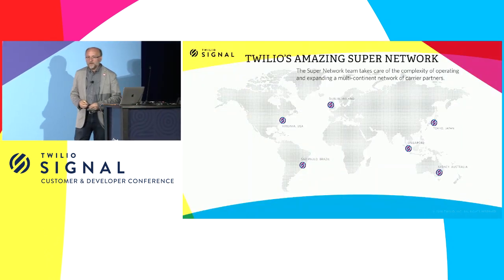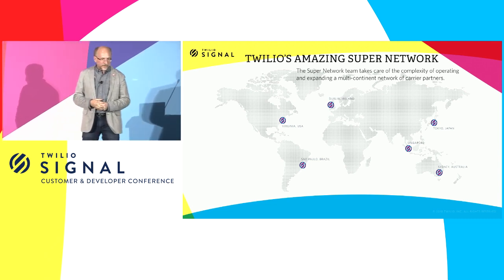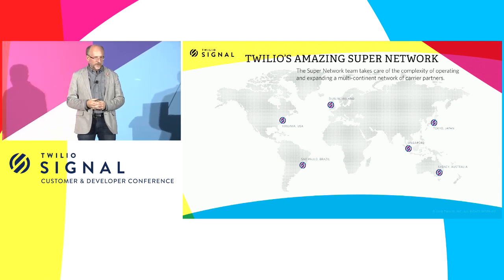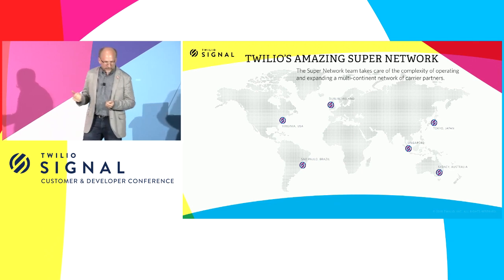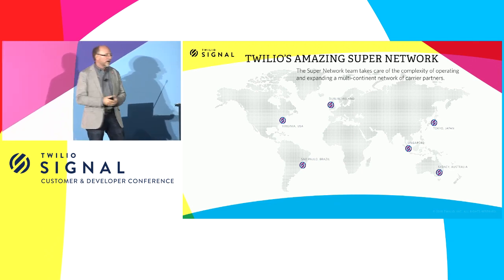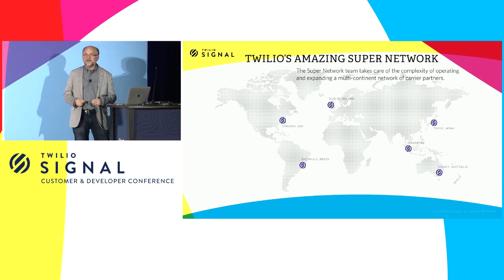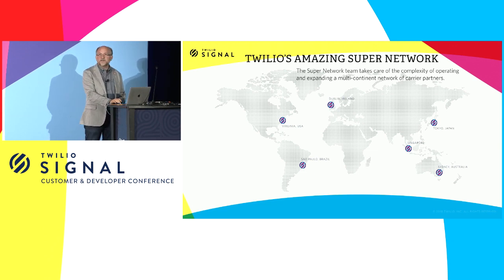So let's start out with Twilio's amazing super network. You probably already know a little bit about this, but it's important to note that the super network is all over the globe. You can see all of our points of presence locally. We have teams in each of these places, making sure that your messages are hitting the network in the right place, depending on the destination address of the SMS or voice call that you're making.